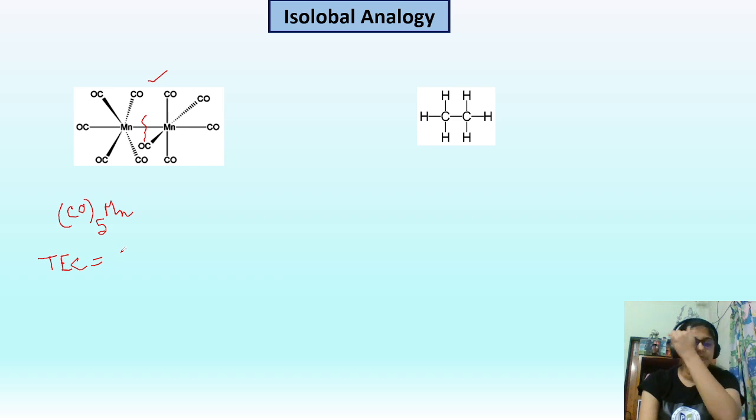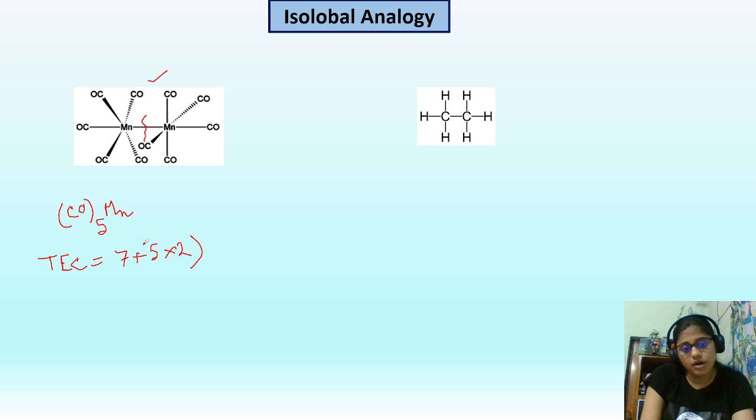So for d5, an ace electron is there, right? So 7 plus 5 into 2 for carbonyl. The electron count should be 2 for the carbonyl ligand, right? Neutral ligand. So it will be what? 17 electron. Fine. For this, again fragmentation. After fragmentation, this will be now the fragment.